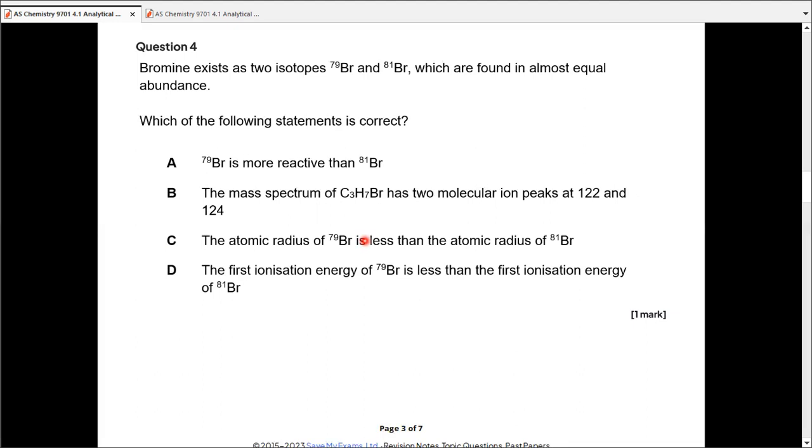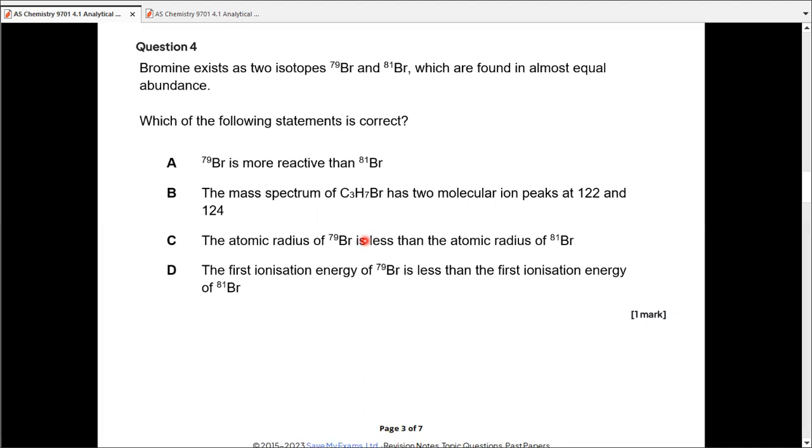B. B, well done. Remember, since the electronic configuration of all isotopes is the same, A can't be correct. Since the proton number is also the same, C can't be correct. And since I've already spoken about electronic configuration, first ionization energy and number of protons cannot be correct.